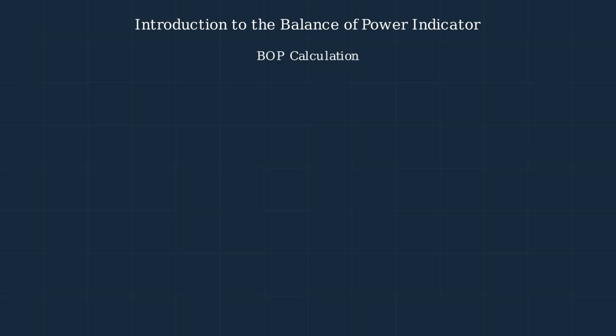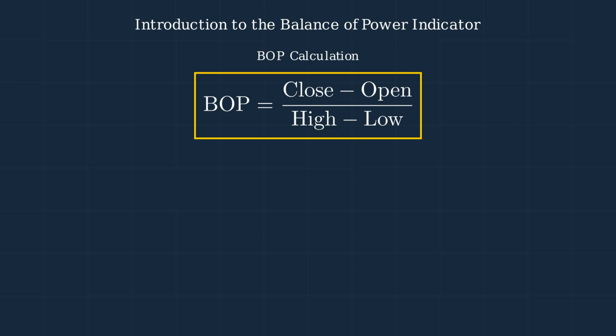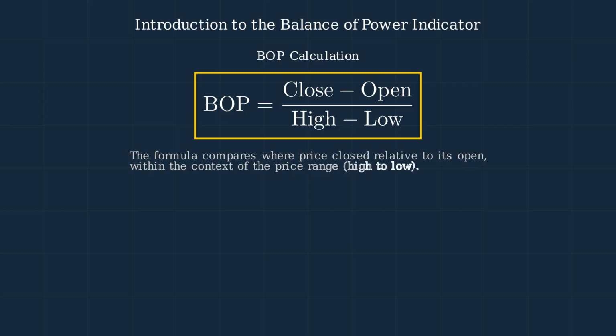The balance of power indicator is calculated by taking the difference between closing and opening prices, divided by the range between high and low prices. This formula compares where the price closed relative to its open within the context of the full trading range.